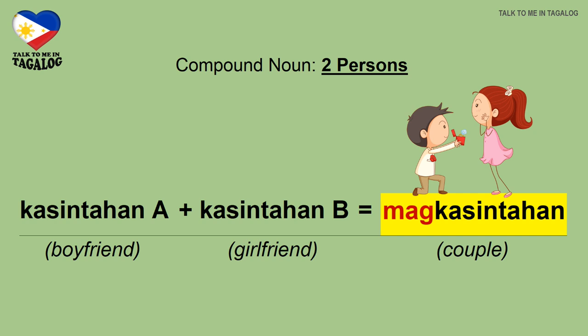Our next word is magkasintahan. Kasintahan means a boyfriend or a girlfriend. Together, they are called magkasintahan to indicate that they are still unmarried. In English, both husband and wife and girlfriend and boyfriend are referred to as a couple. But in Tagalog, we have two different words to distinguish the legally married couple from those who are just dating. So you can now tell the difference between mag-asawa and magkasintahan.